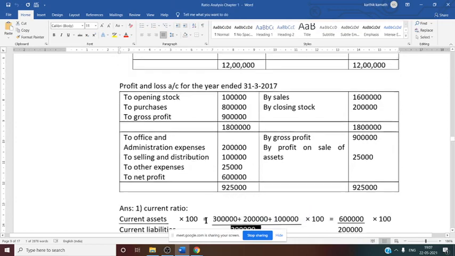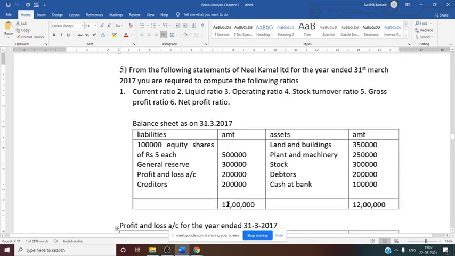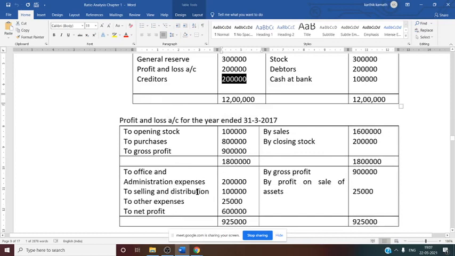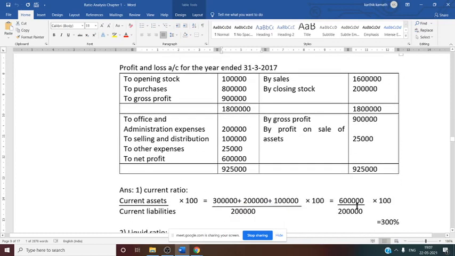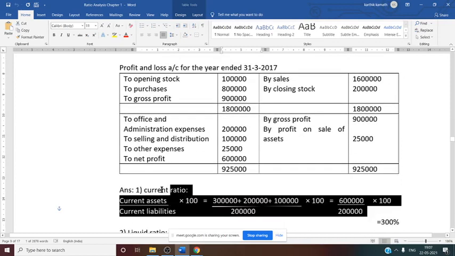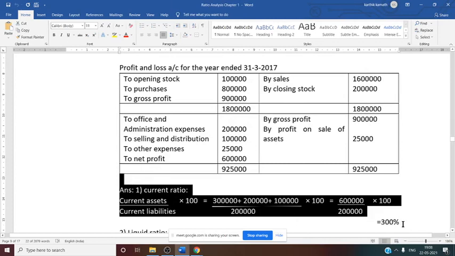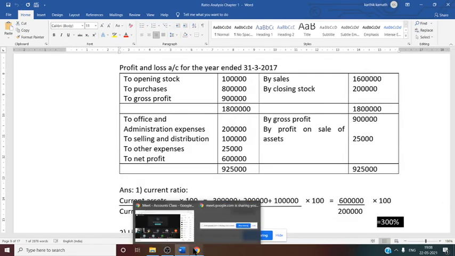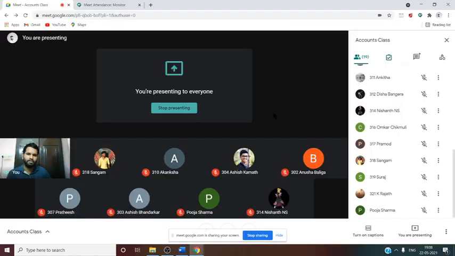Current liability, if you see, is only creditor, one piece of information, directly 2 lakh in the denominator. So 6 lakh divided by 2 lakh into 100. So our answer for current ratio is 300%. So how to convert this 300% in terms of ratio?